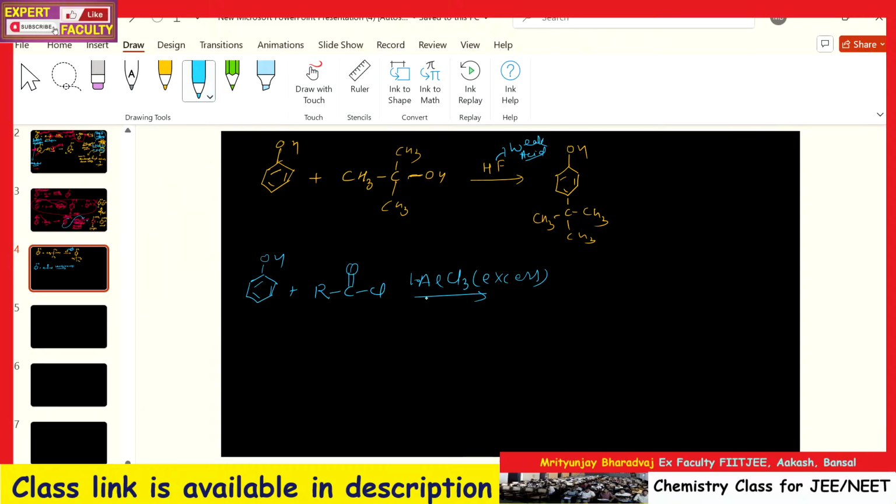Now, what will the second reagent do? We take H3O plus and heat. Why are we taking H3O plus and heat? To form the alcohol, OH. The aluminum bonded with the oxygen will be removed when we heat it under acidic conditions. So finally we will get OH.